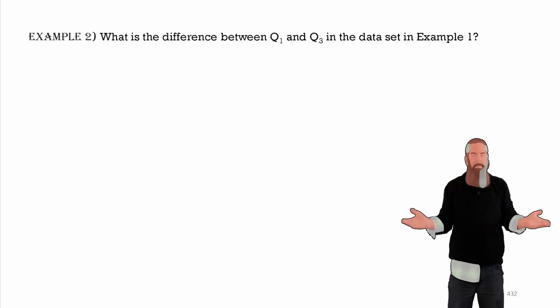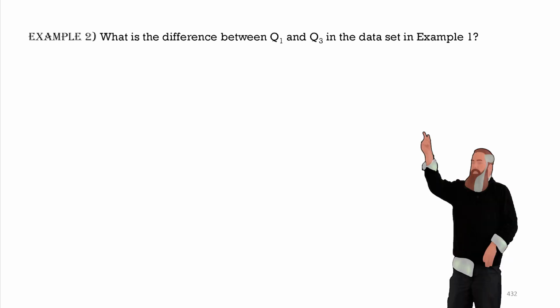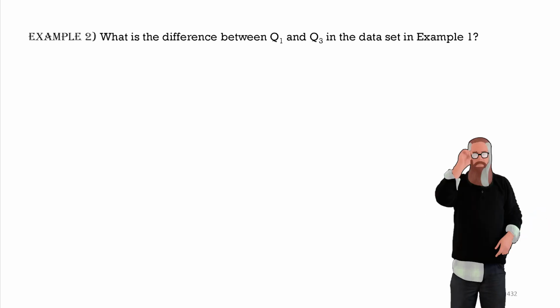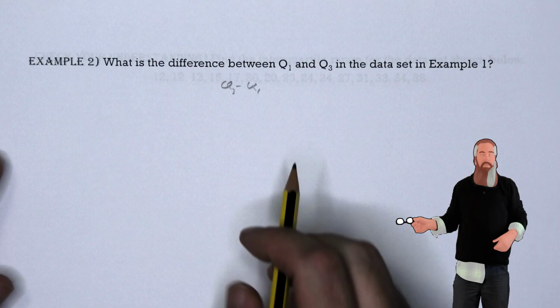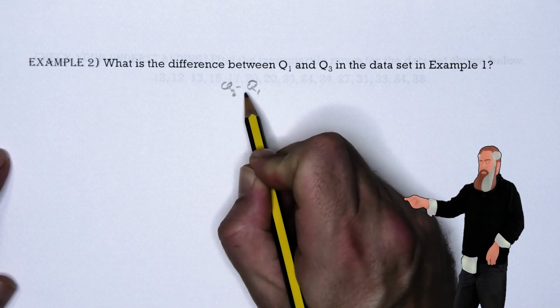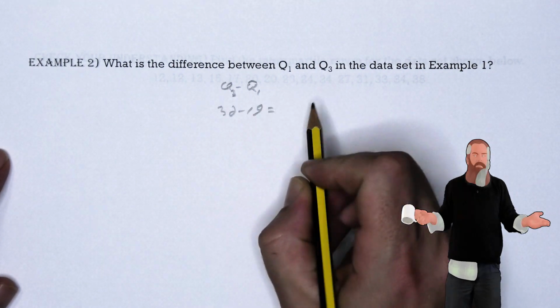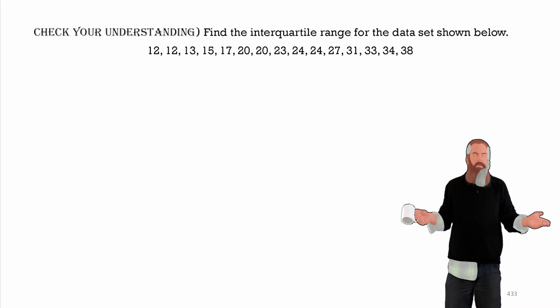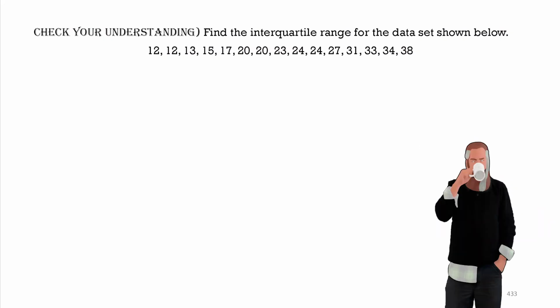The interquartile range gives the range of the middle 50% of numbers. A small interquartile range means the middle 50% of the numbers are clustered together. A large interquartile range means the middle 50% of the numbers are more spread out. To find the interquartile range, we're going to subtract Q1 from Q3, or we're going to do 32 minus 19 to find 13.